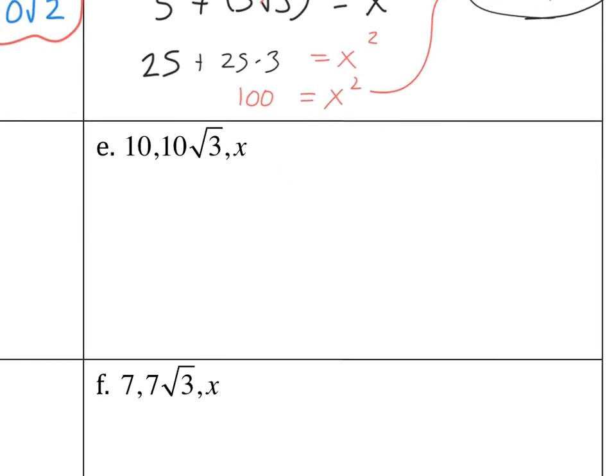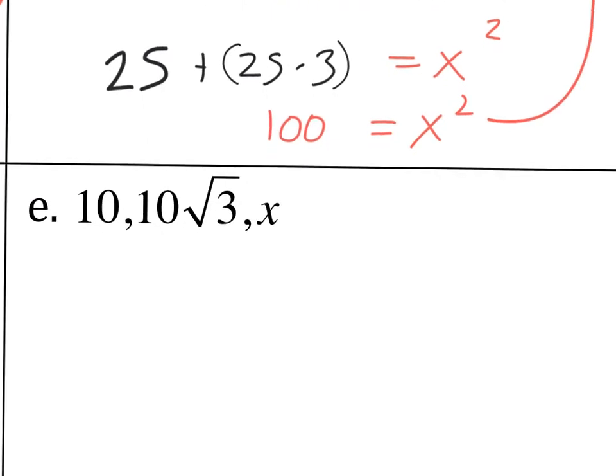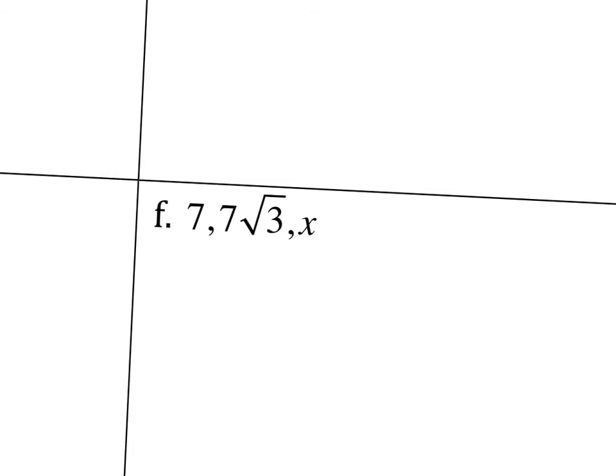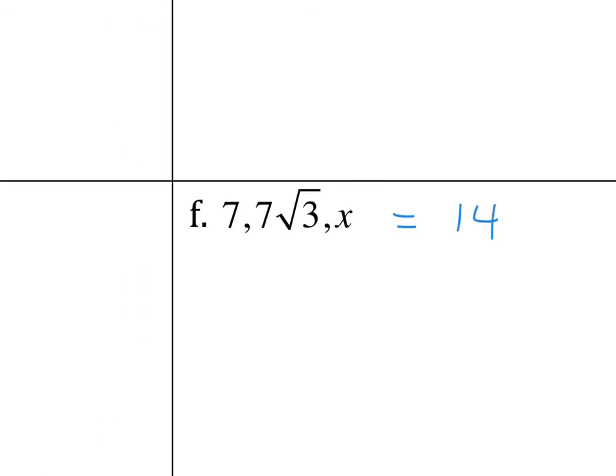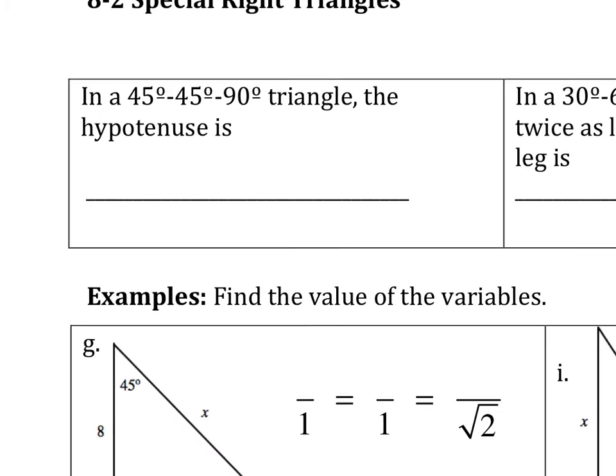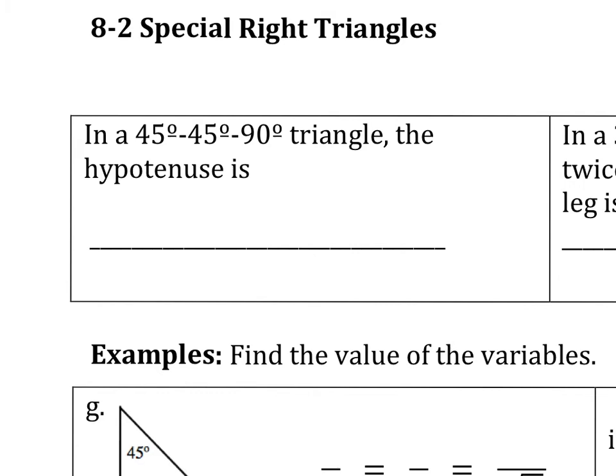Now pause and do E and F for a quick one. All right, x here is 20 for E, and x here is 14 there. So let's see, and 2 patterns will emerge. The first pattern is called a 45-45-90 triangle. Sometimes it's called a 45-45 right triangle. You might hear it called something like that. Sometimes it's called an isosceles right triangle. All of these are equivalent in terms of using the rule.